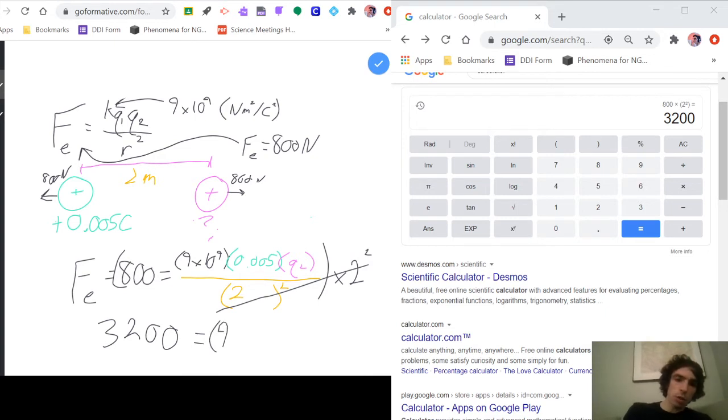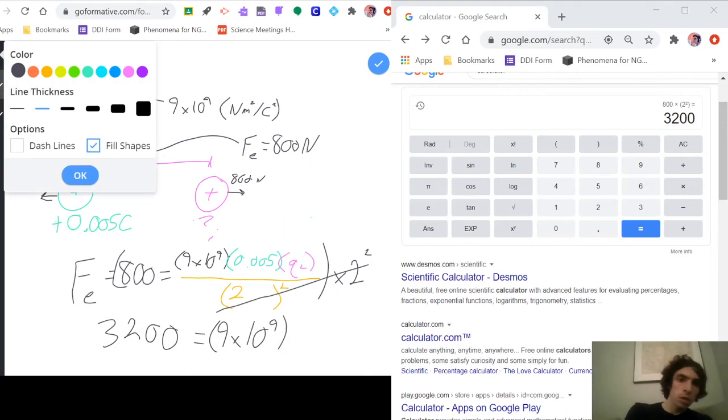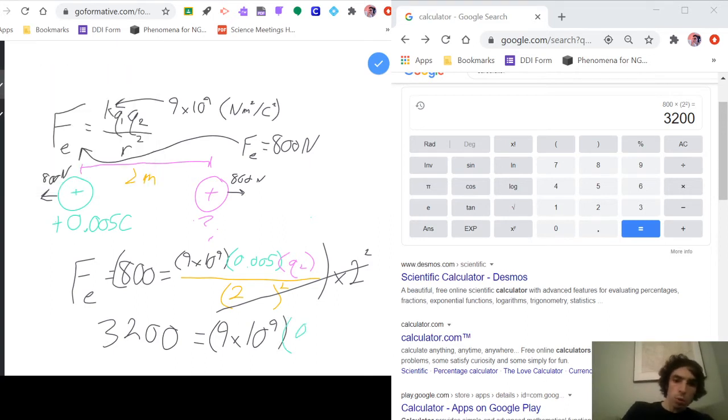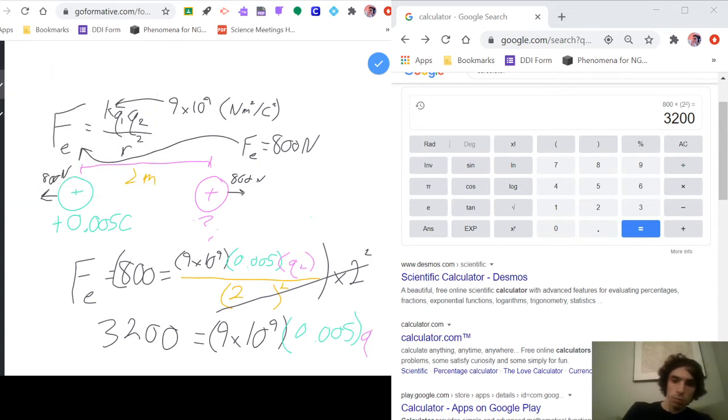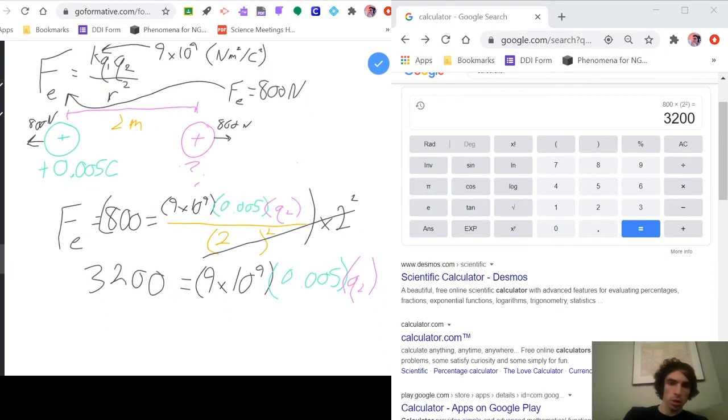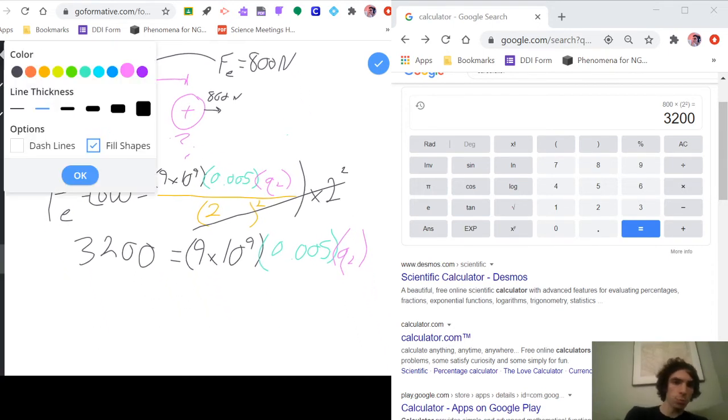Now we're just left with 9 times 10 to the 9th times 0.005 times Q2. And I could put that in parentheses still too. Okay, so, drag down a little bit, give ourselves some room.